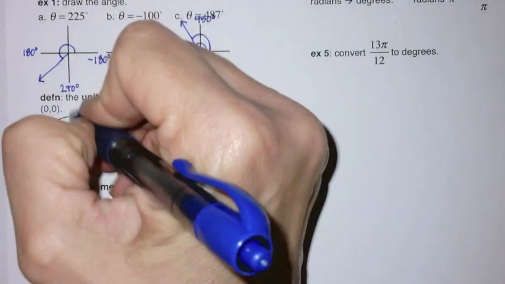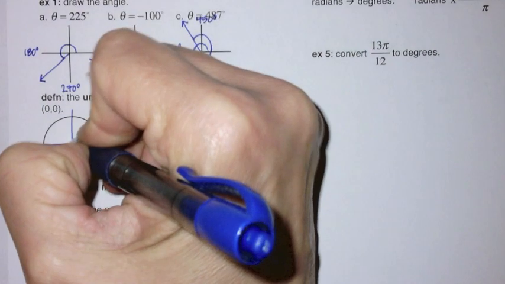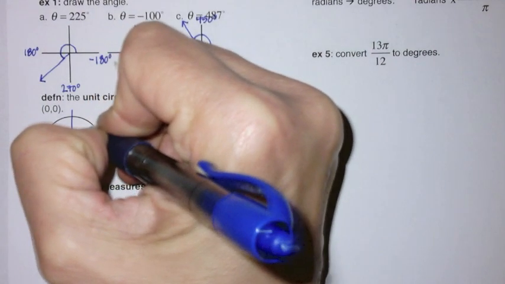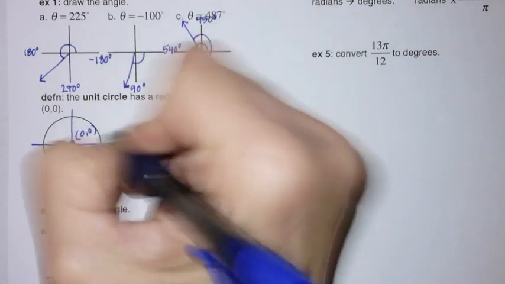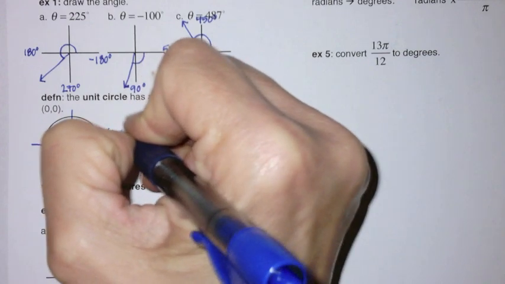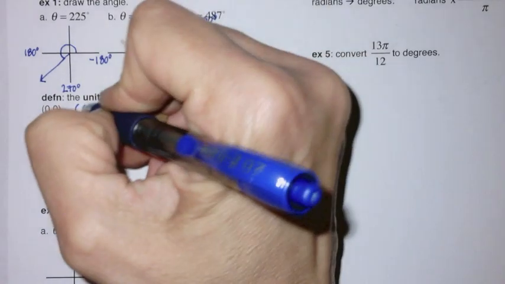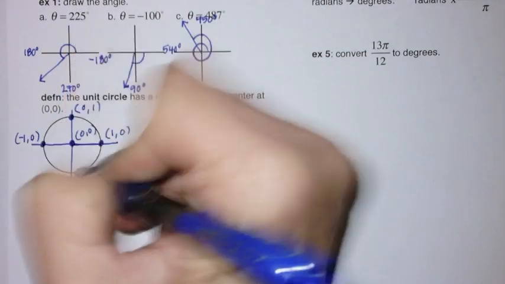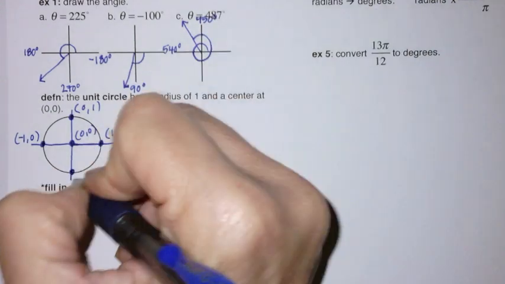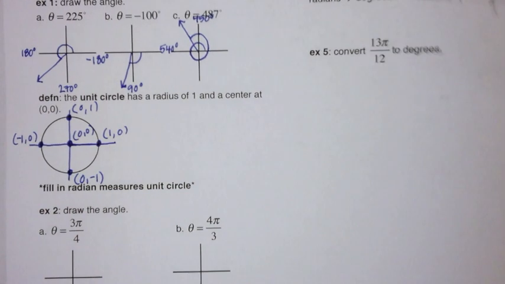Its center is 0, 0. So if I do draw that on here, this right here is 0, 0. And then the points, because it has a radius of 1, this would be 1, 0. And then up here, this point right there is going to be 0, 1. Then we have negative 1, 0, and then here we have 0, negative 1. So you're going to want to make sure you realize that. So we're going to use it again later in this chapter.